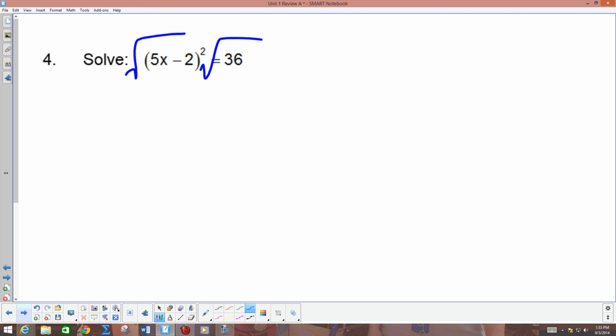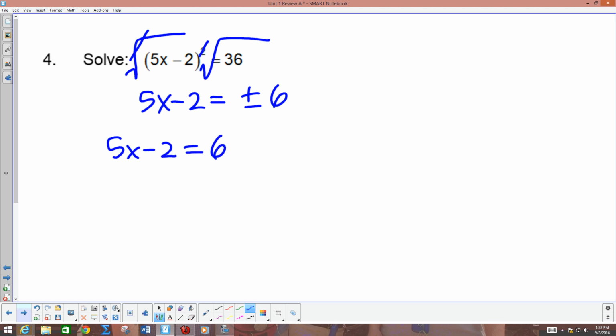Take the square root, take the square root, the square and the square root go, and that gives me 5x minus 2 is equal to plus or minus. Now, what is the square root of 36? The square root of 36 is 6. So now I have two equations here that I can deal with. I have 5x minus 2 is equal to a positive 6, and 5x minus 2 is equal to a negative 6. And then I have 2 that I can solve.